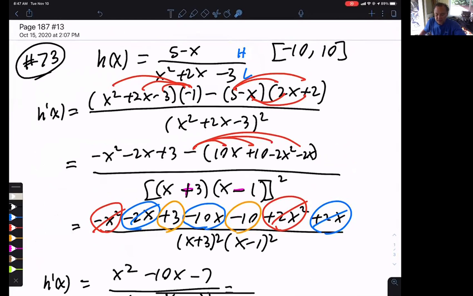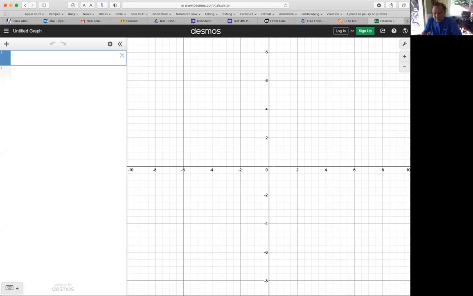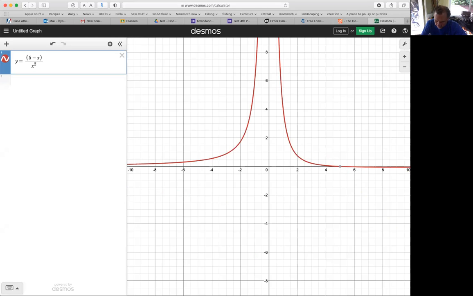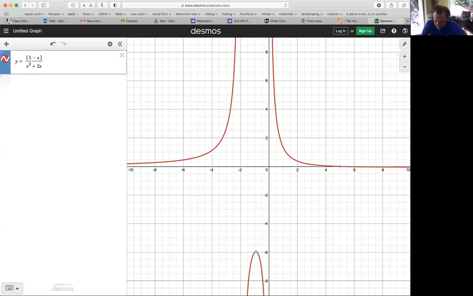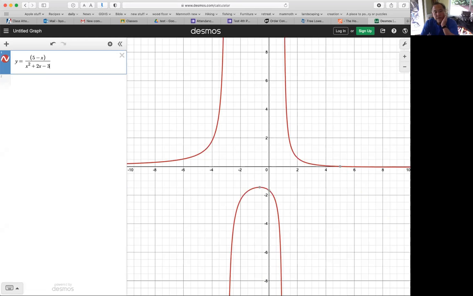So let me stop sharing here. And I'm going to start sharing on my screen. You should be able to see that screen. I'm going to put in the function here. Y equals, on top, I'm going to have 5 minus x, divided by x squared plus 2x minus 3. There's our graph.